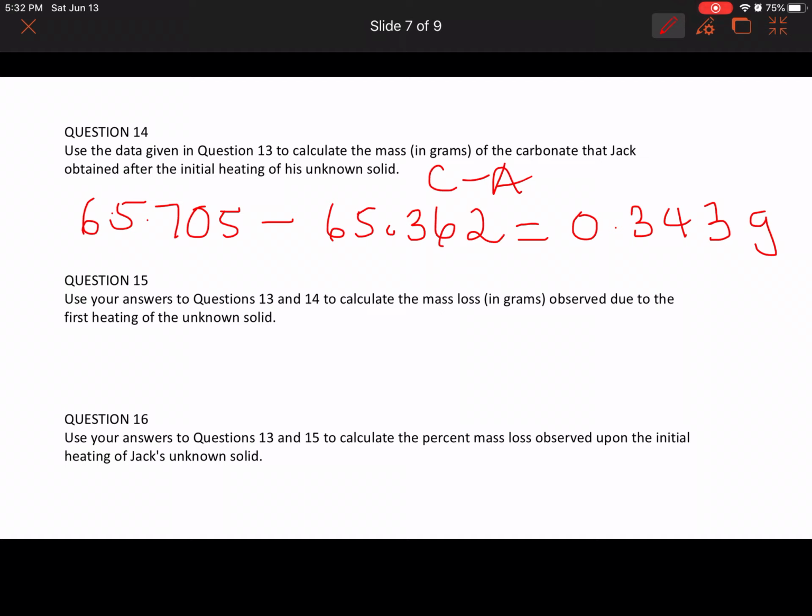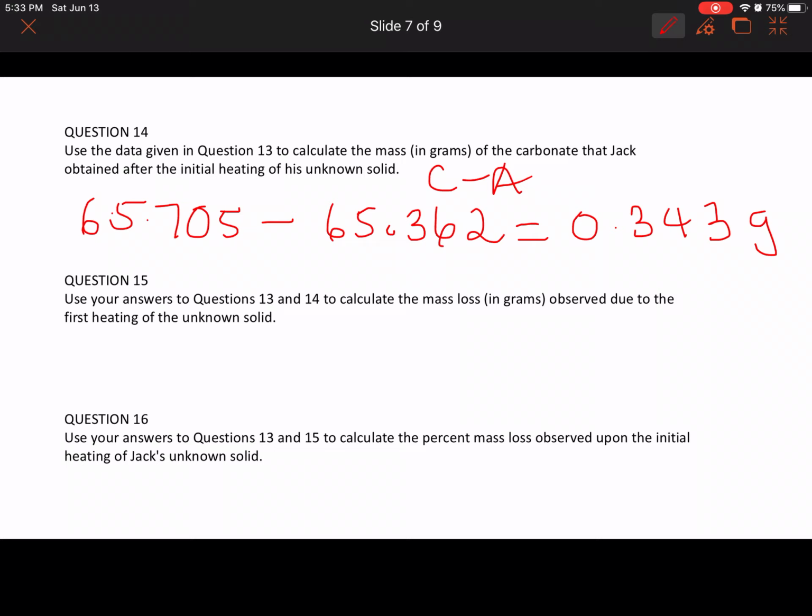Okay, and then question 15, use your answers to questions 13 and 14 to calculate the mass loss due to the first heating of the unknown solid. Now for this part I am not explaining the experiment because I did explain that in your lab discussion. So before you start performing this calculation, you should watch the lab discussion. Then you know how to perform the experiment and how to do the calculations. And this is like a review for you for all those calculations.